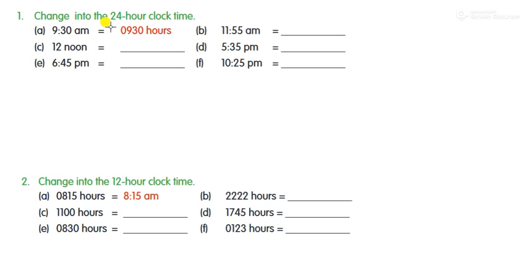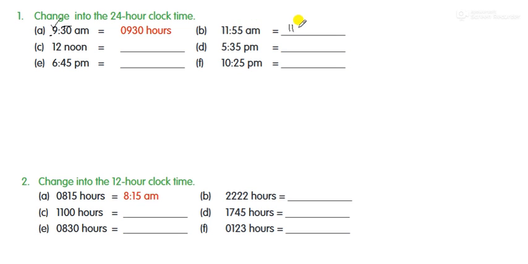Here, change into 24 hour clock time. 9:30 a.m. In how we write it here, the first two digits are the hours, and then two dots or a colon. Before the colon is the hours, after the colon are the minutes. And if we have another colon and any numbers, this is for the seconds. So 0930 hours.